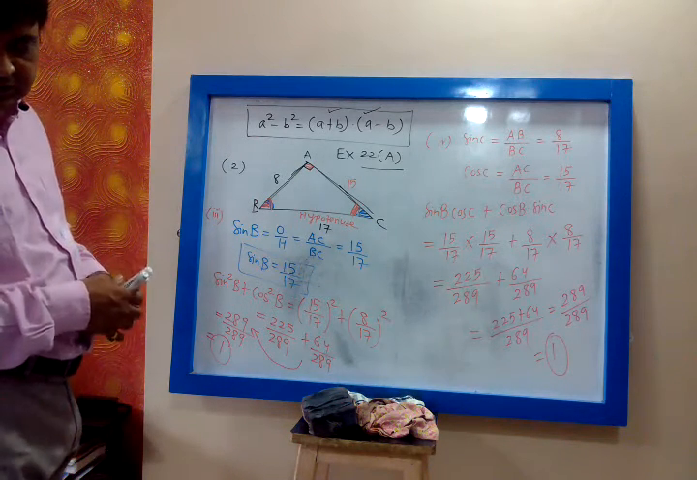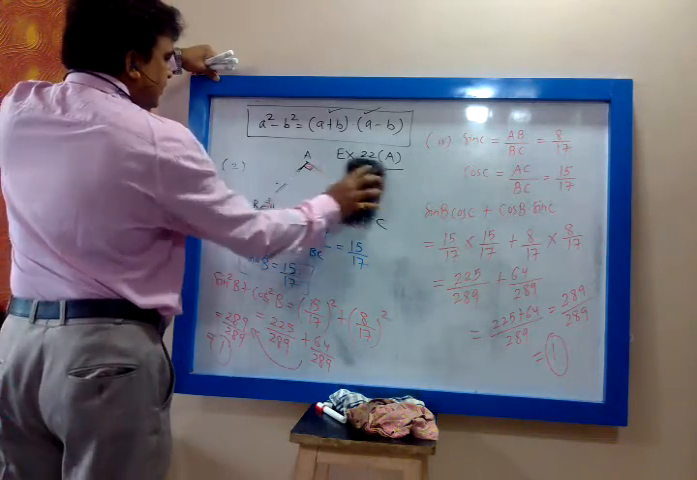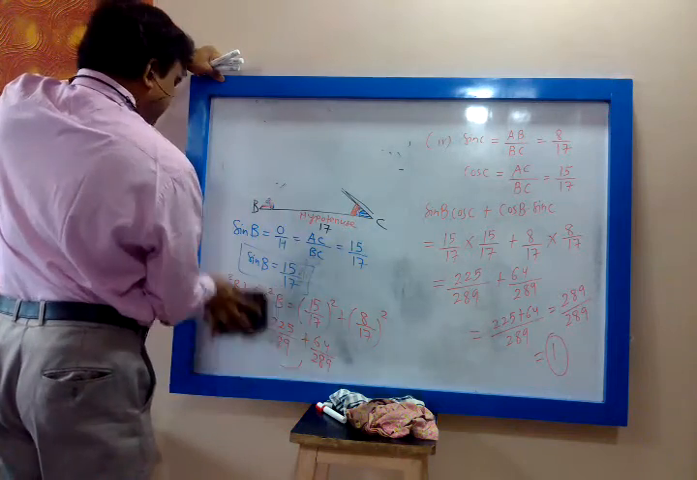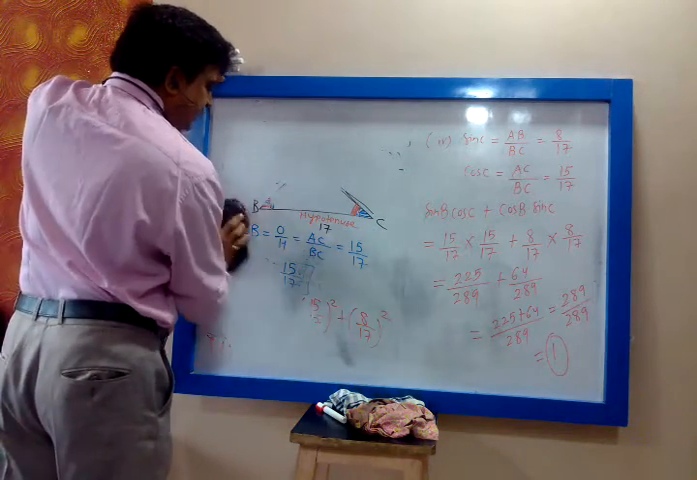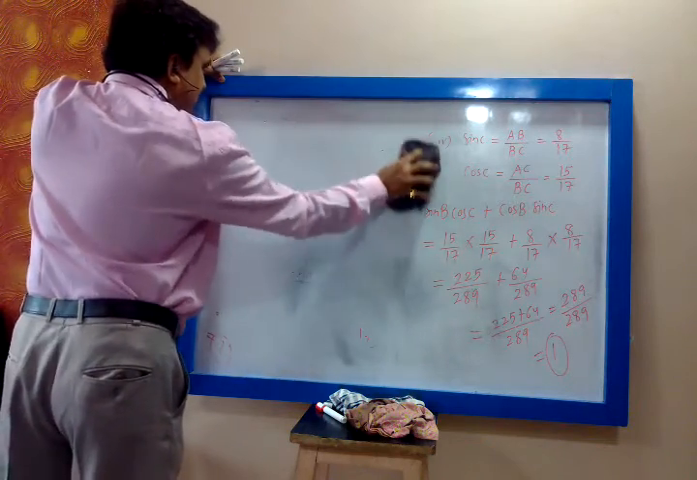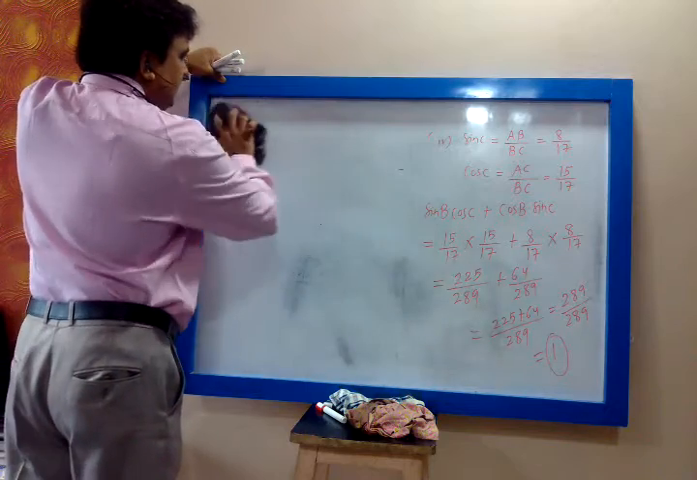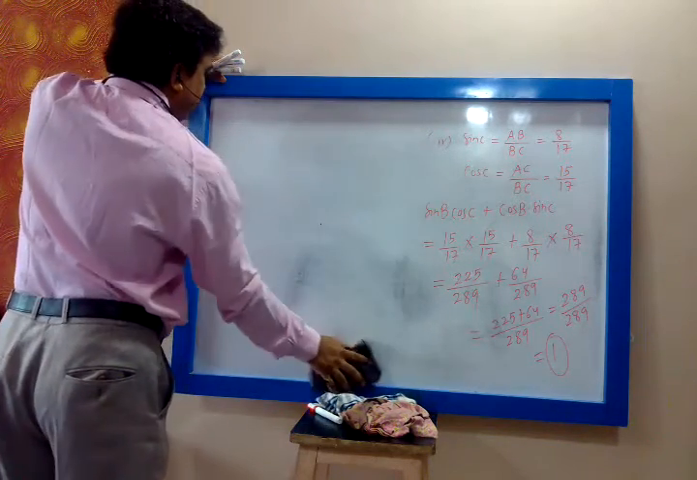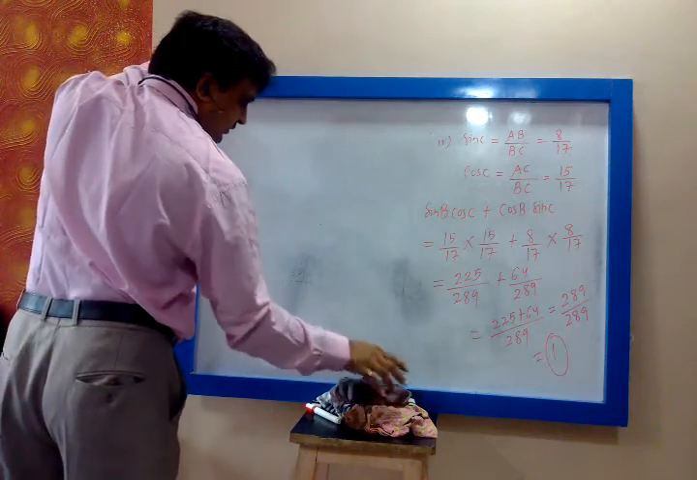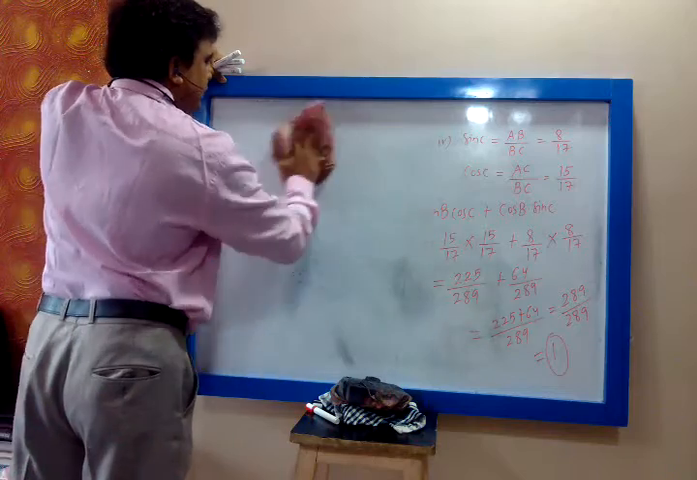From the given figure, find the values of the following. Third one. You have to remember the trigonometrical ratios: sine is opposite upon hypotenuse, cos adjacent upon hypotenuse, tan opposite upon adjacent. Reciprocal of sine is cosec, reciprocal of cos is sec, reciprocal of tan is cot. Then tan theta is sin theta upon cos theta, cot theta is cos theta upon sin theta.